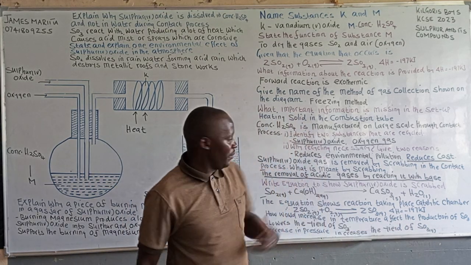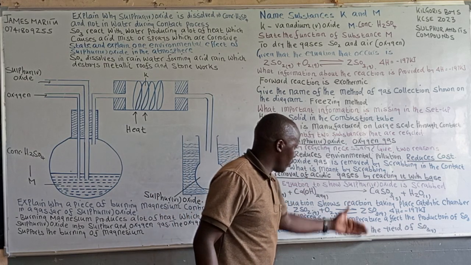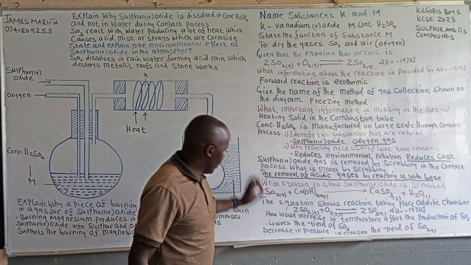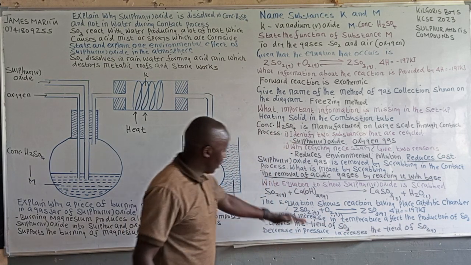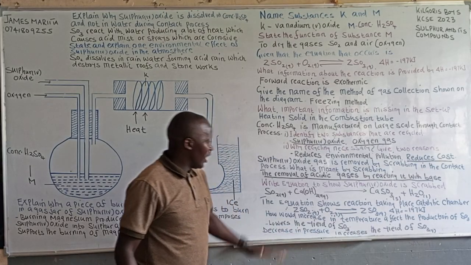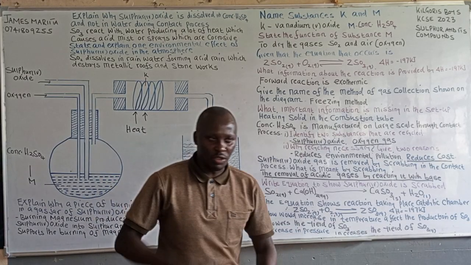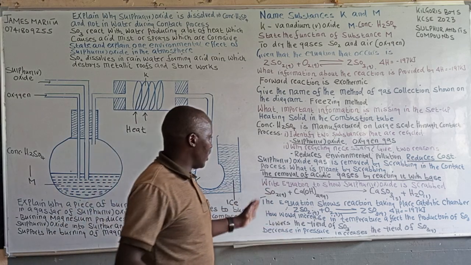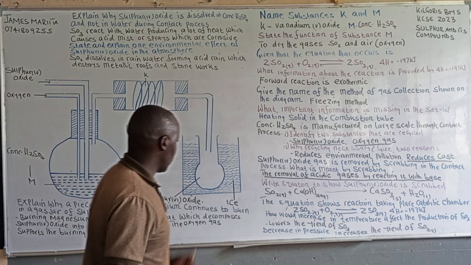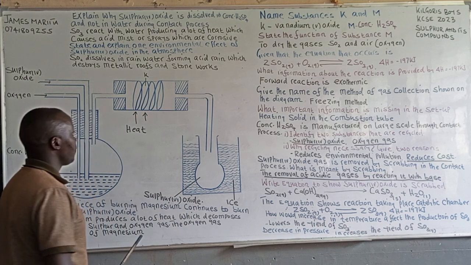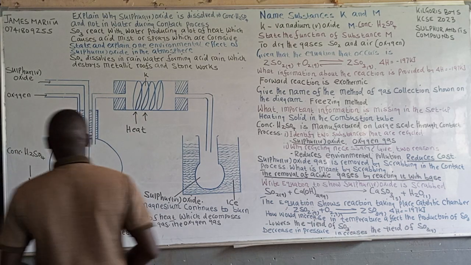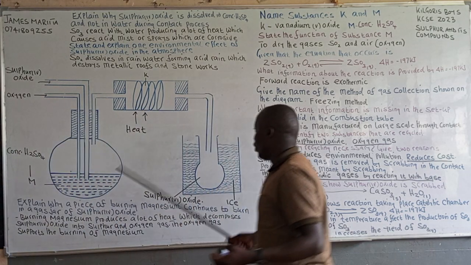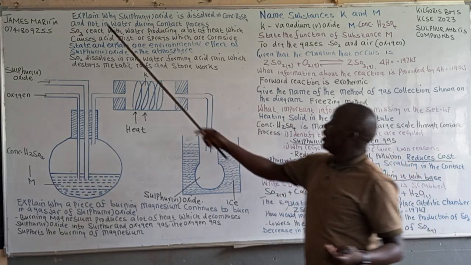So decrease in temperature increases the yield of sulfur oxide, and then decrease in pressure increases the yield of sulfur 6 oxide gas, and then increase in temperature decreases the yield of sulfur 6 oxide gas.